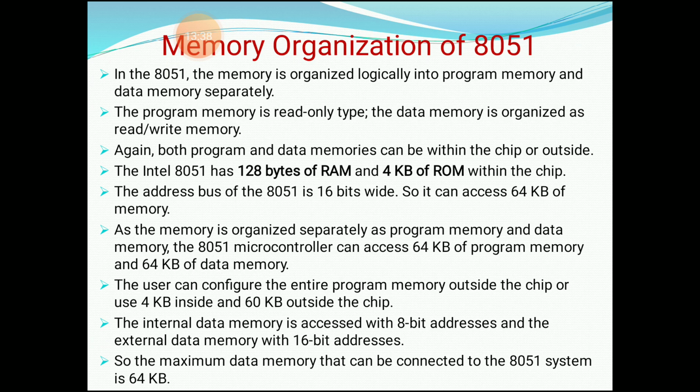Now let us see the memory organization of 8051. In 8051, the memory is divided into two parts, program memory and data memory. The program memory is called read-only memory, the data memory is called read-write memory. The program and data memory can be within the chip or outside the chip. The Intel 8051 has 128 bytes of RAM and 4 kilobytes of ROM within the chip. And the address bus of 8051 is a 16-bit address bus, so you can access 64 KB of external memory, that is program memory and data memory.